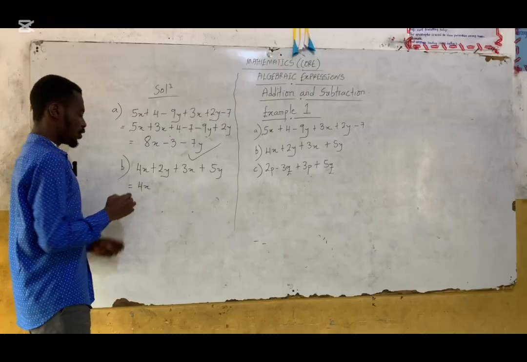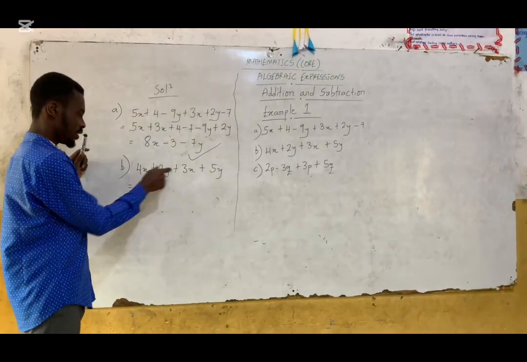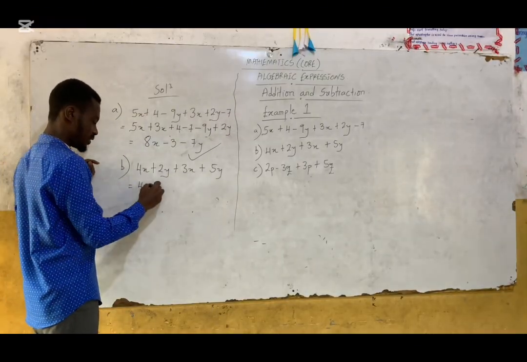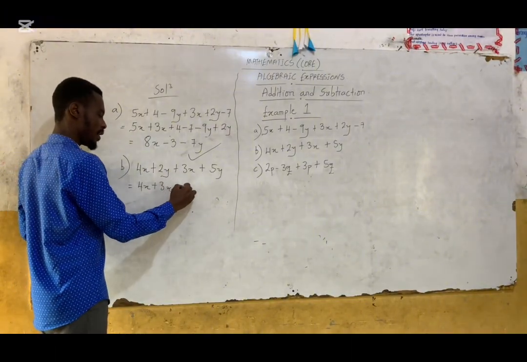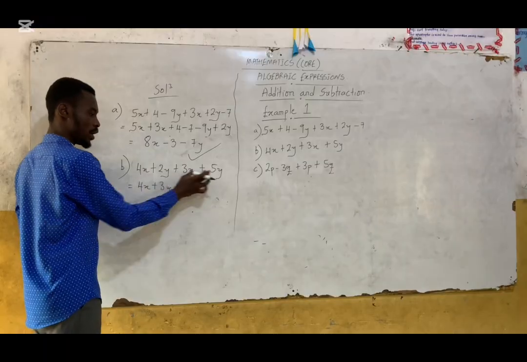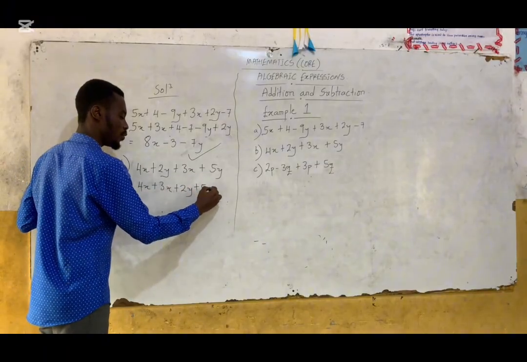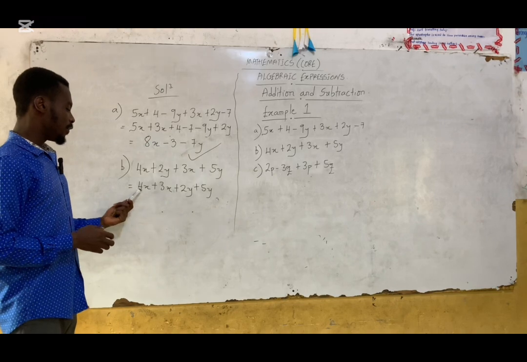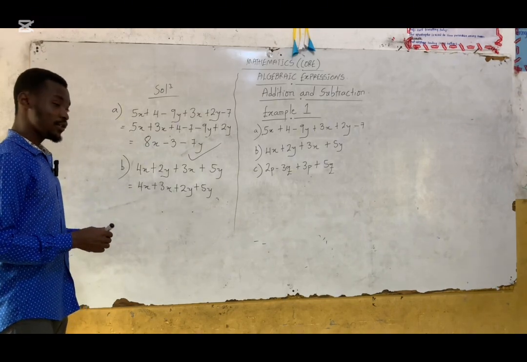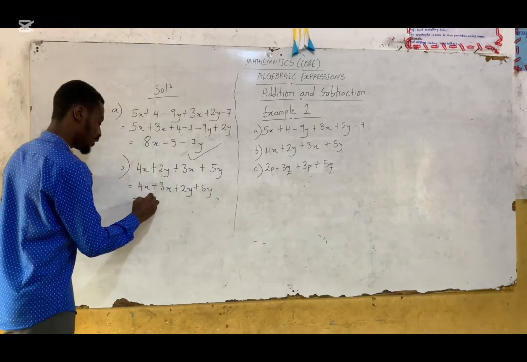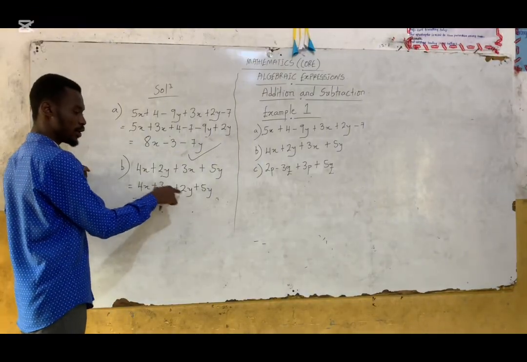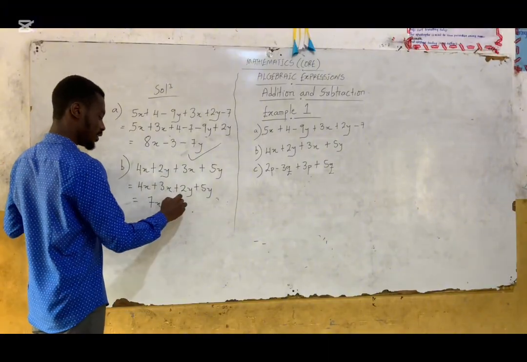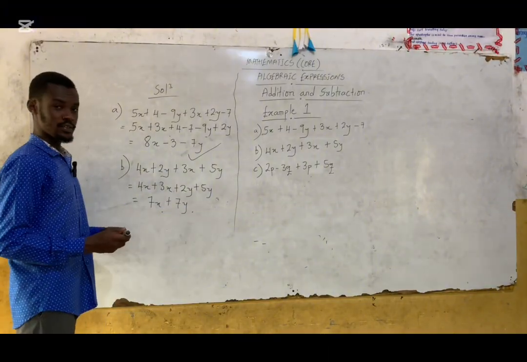4x. Who is a friend to 4x? Positive 3x is a friend to 4x. Then we come to positive 2y, the next number. Who is a friend to positive 2y? Positive 5y. Are we okay? Now 4x plus 3x, 4 mangoes plus 3 mangoes, you are going to get 7 mangoes. 2 mangoes plus 5 mangoes gives us 7 mangoes.